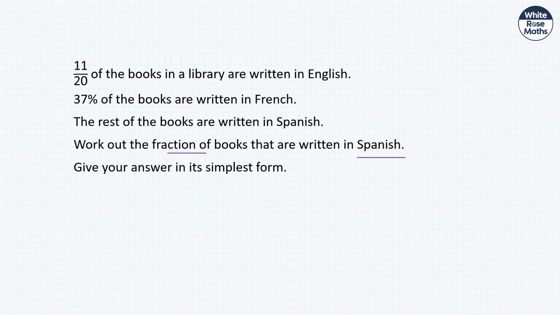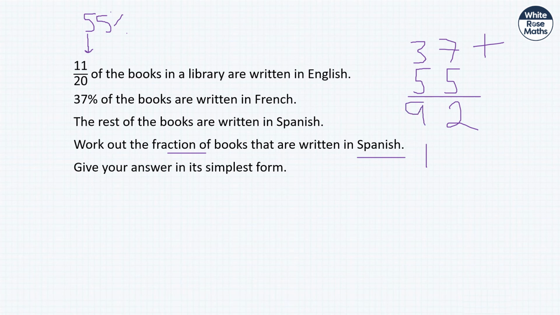So that'll be 37 hundredths, or this is actually 55%. So I'm going to have 37 plus 55. 7 plus 5 is 12, so 2 carry the 1. That will give me 9. So 92% here is written.